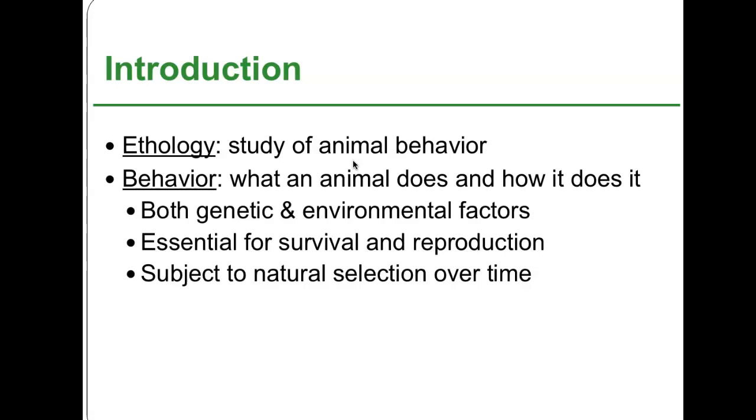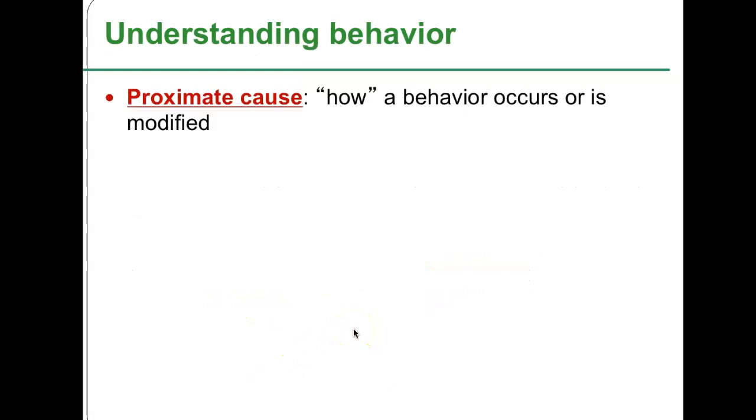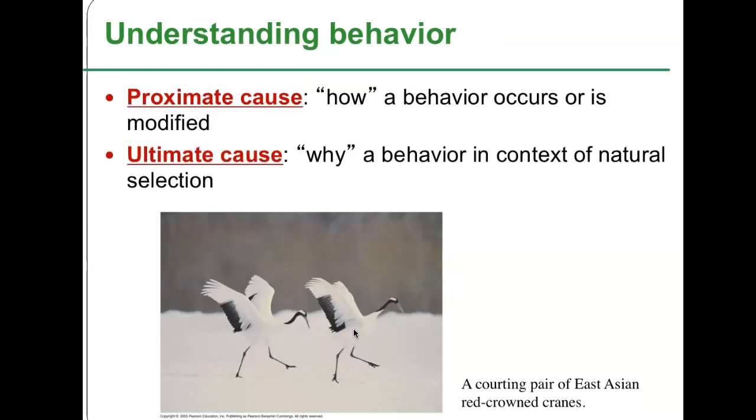So ethology is the study of animal behavior, and a behavior is what an animal does and how it does it. There's a lot of things that go into why an animal behaves the way it does or how it behaves the way it does: genetics, environment, the need for survival and reproduction, and like I said before, natural selection is going to shape this over time. So I'm going to go over a couple of words.